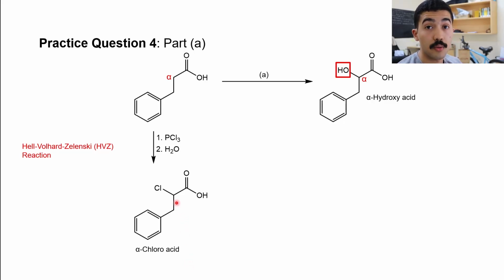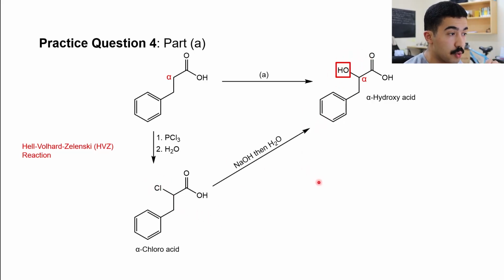We know that chlorine is a pretty good leaving group. And now we can very easily kick out this Cl and replace it with OH- using NaOH and H2O. So the critical step here was what? Forming our alpha-chloro acid, which then reacts with NaOH and H2O to kick out the Cl and have our OH at that alpha position.